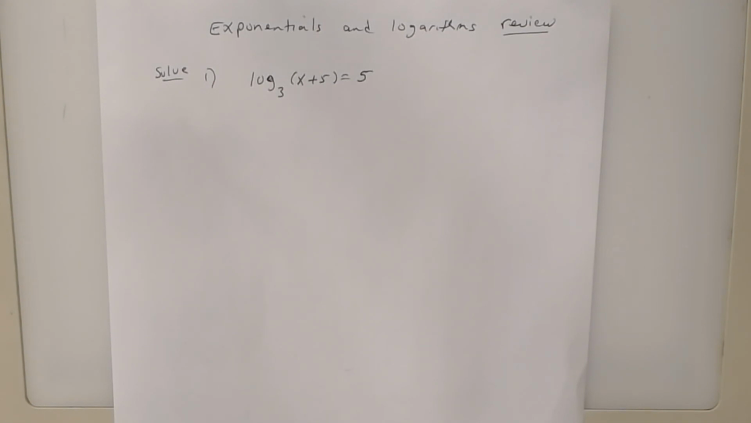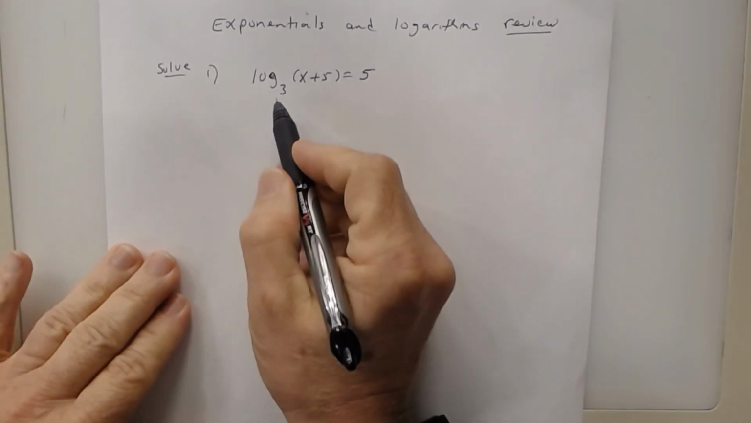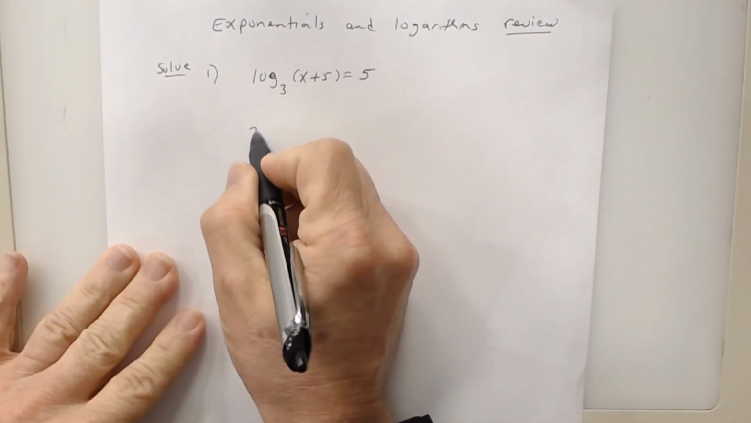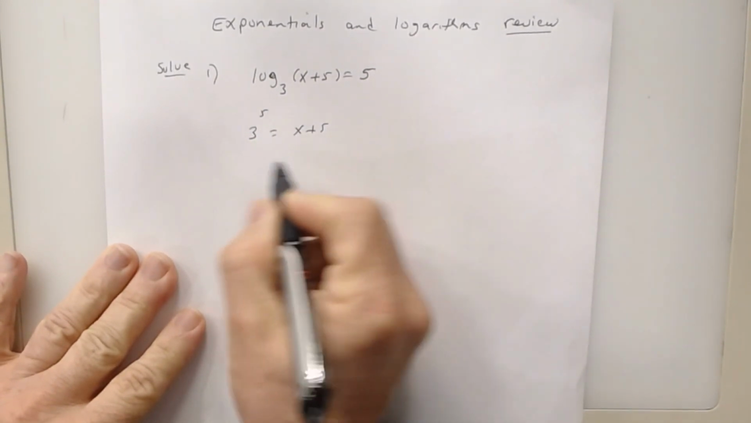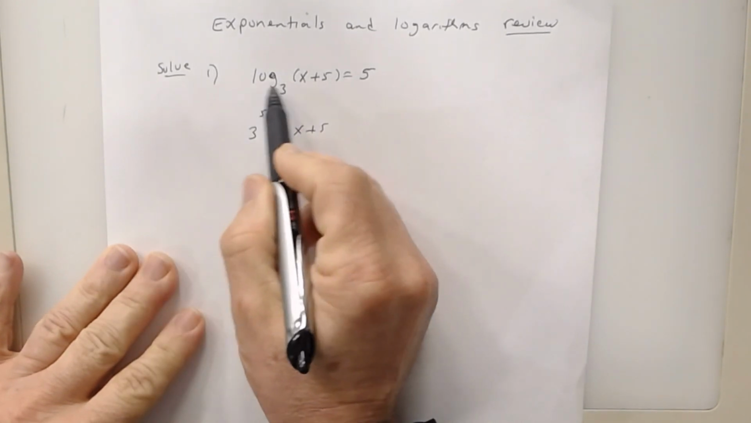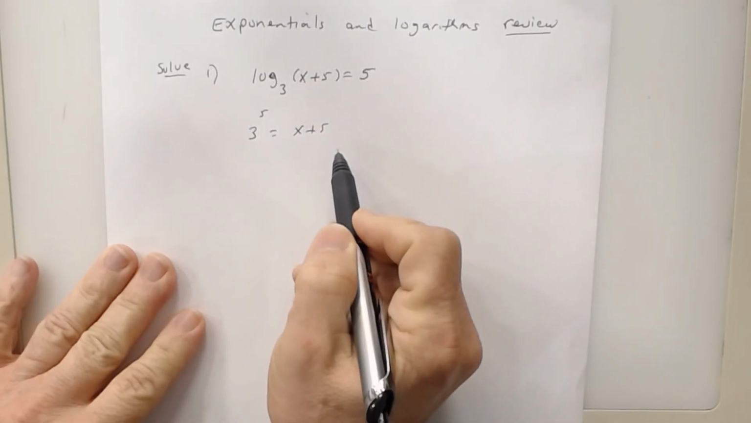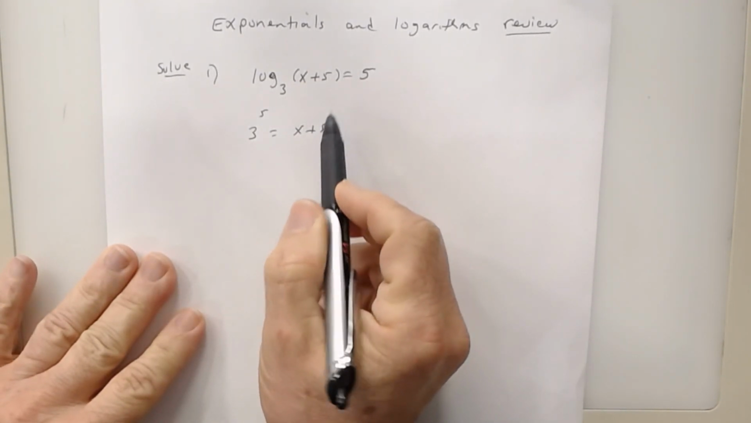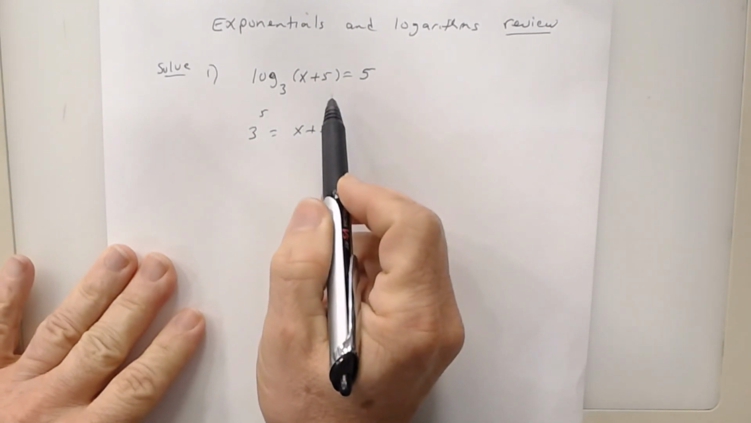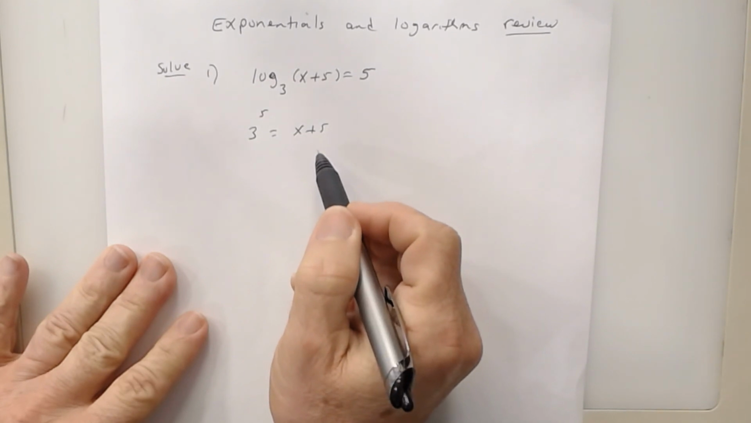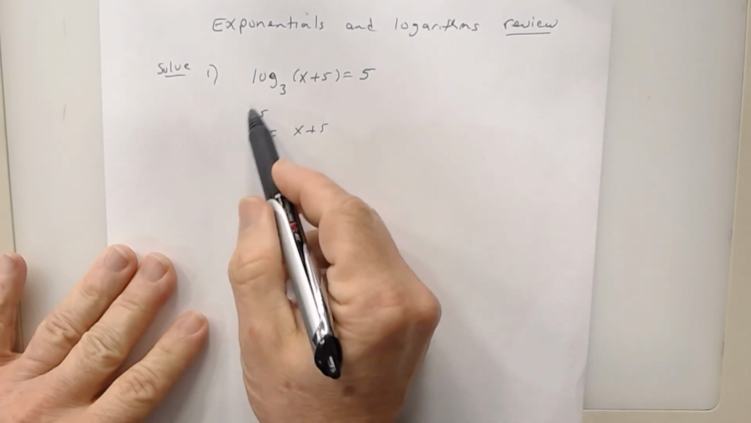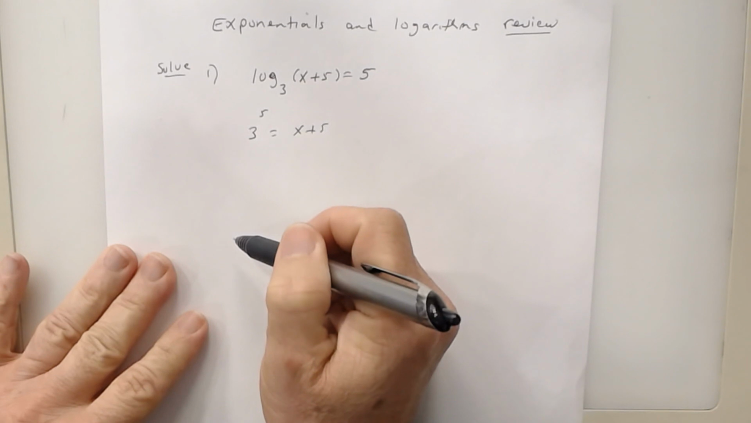3 to the 5th equals what? X plus 5. The base is 3 to the 5th power equals the argument. There's your equation. You went from this log equation to a linear equation. So you need to change this log equation to what kind of equation? An exponential equation.